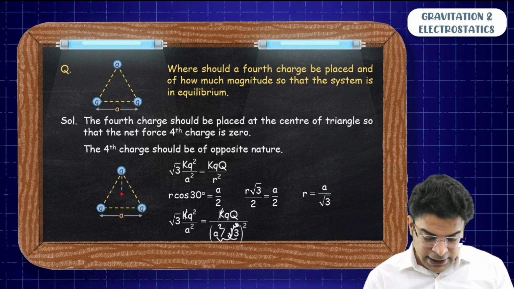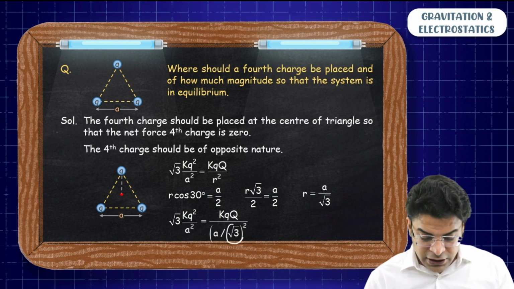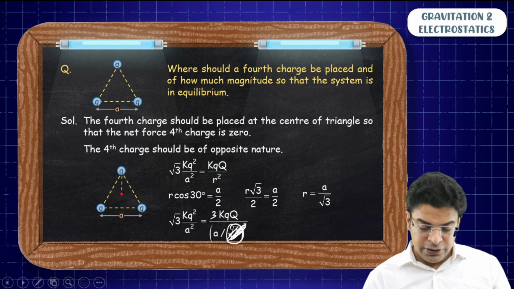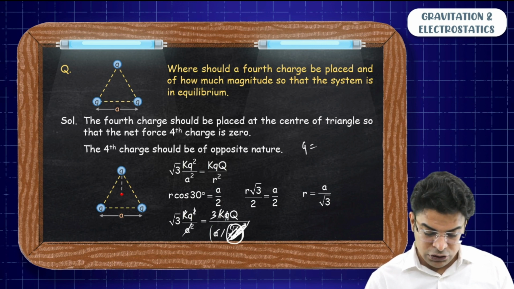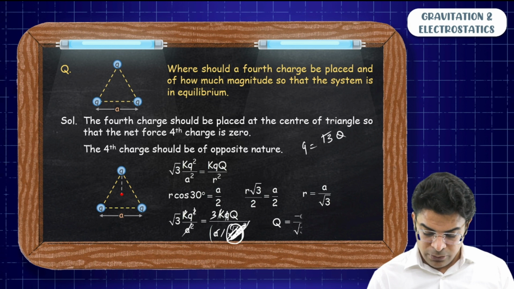So the k gets cancelled, a square gets cancelled. This root 3 after squaring moves from the denominator of denominator to the numerator, and you get a 3. So k gets cancelled, q one term gets cancelled, a square gets cancelled. What you get is Q equals root 3 q, or capital Q comes out to be equal to q by root 3.